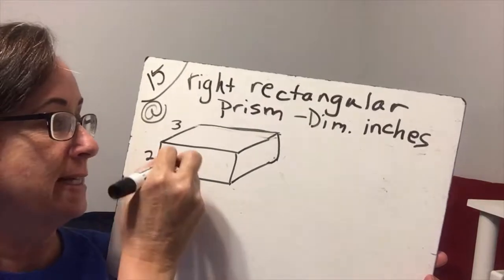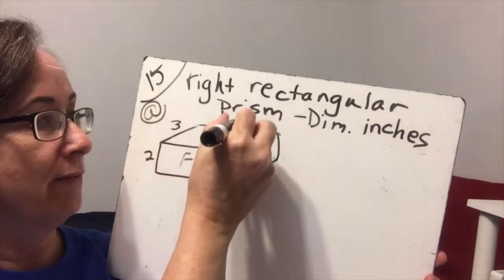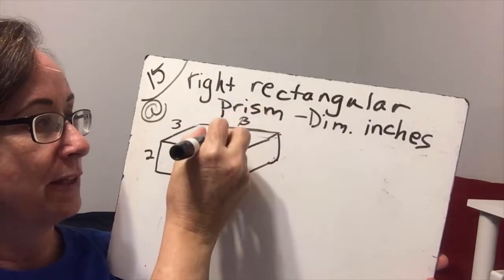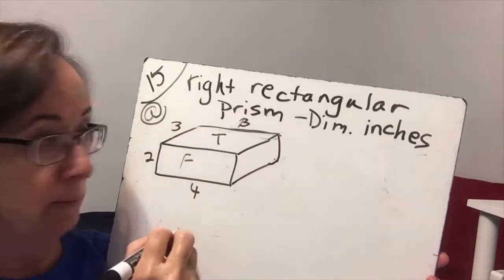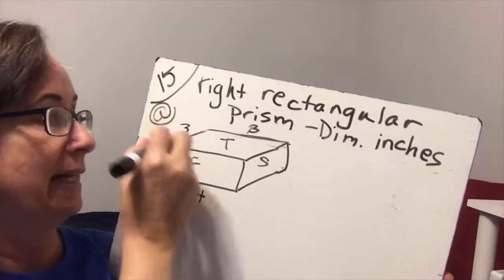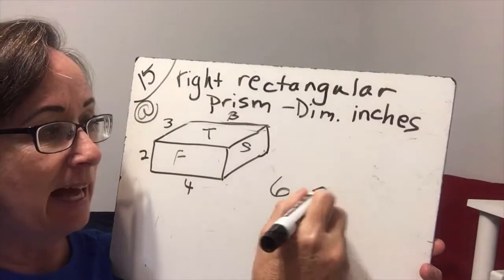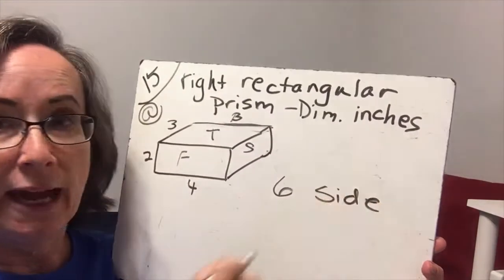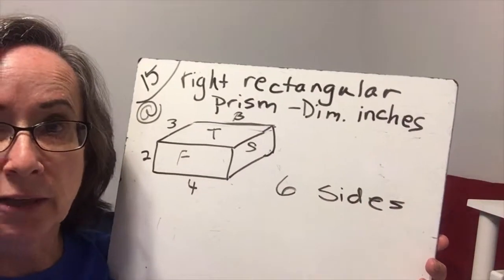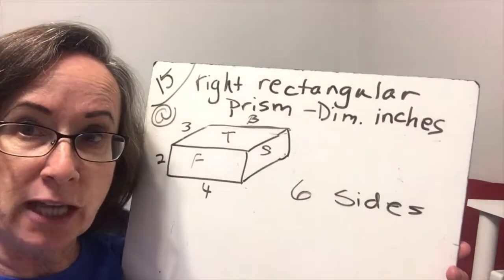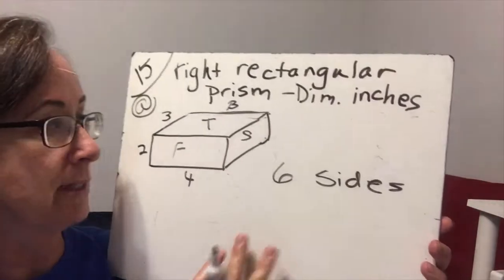We have the front, and then we have the back. We have the top, and then we have the bottom, and then we have a side, and over there on the other side we have another side. So we have 6 sides that we have to take into consideration. We're going to find the area of each side, and then we're going to add them all together.